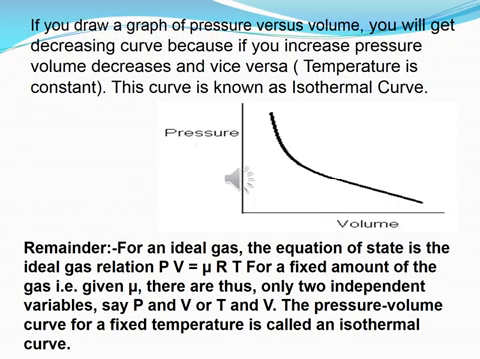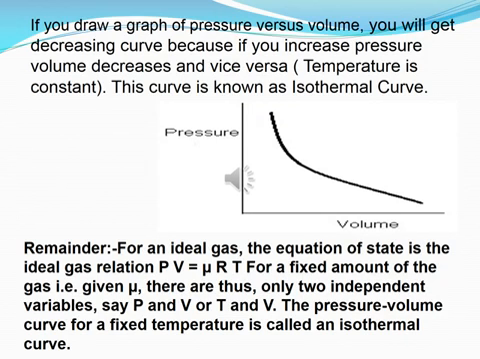If you draw a graph of pressure versus volume, you will get a decreasing curve because both pressure and volume are inversely proportional to each other. Here, temperature is kept to be constant. This curve is known as isothermal curve.